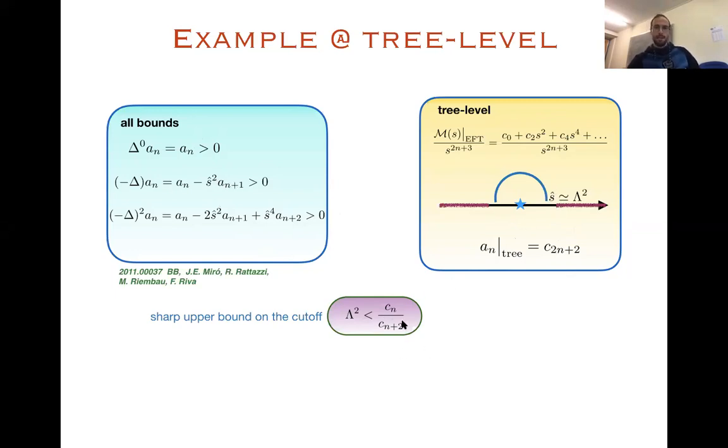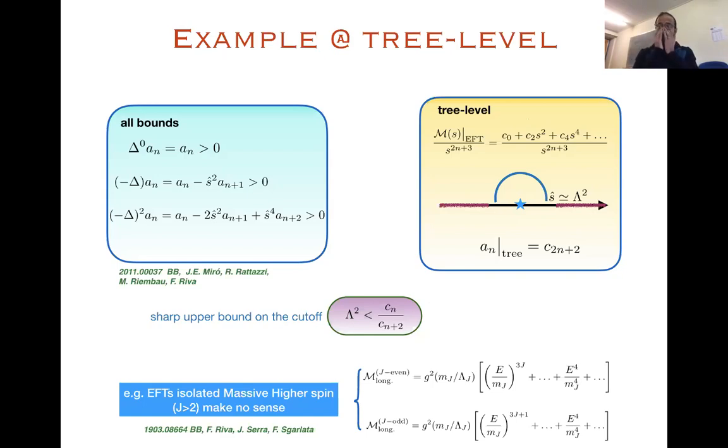So S hat here is the cutoff. And you get immediately that the cutoff is bounded above. So you learn where your theory has to break down, at the latest, at the ratio of two consecutive width coefficients.